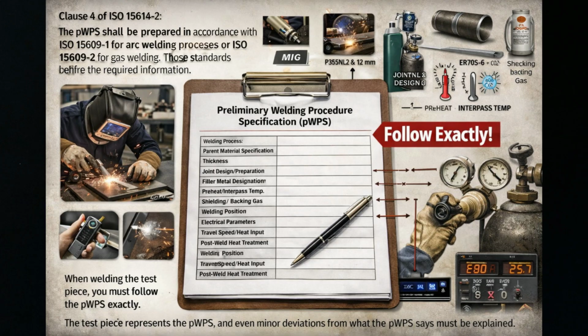The reason this document is so important is that when you weld the test piece, you must follow the pWPS exactly. The test piece represents the pWPS, and the WPQR will record the actual values used. Any significant deviation between what the pWPS says and what actually happened during testing must be explained.